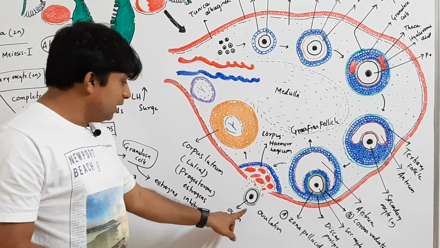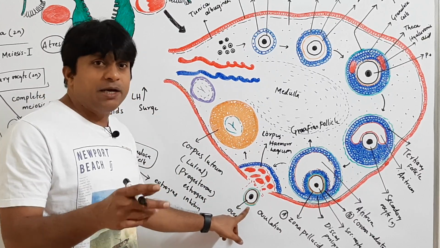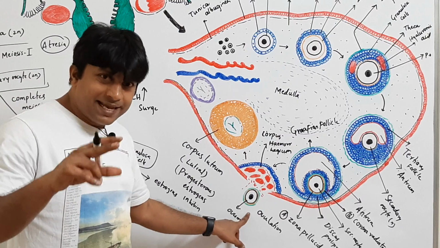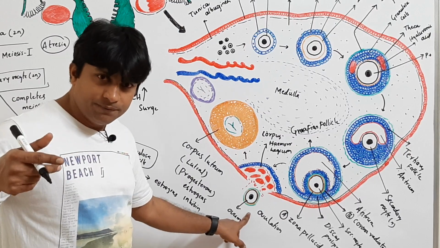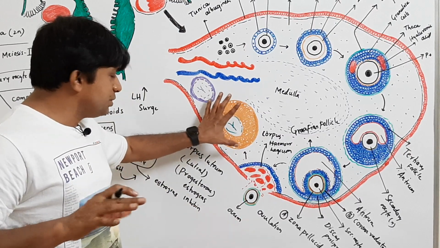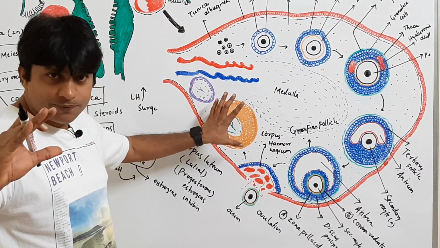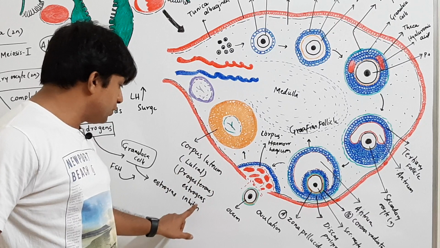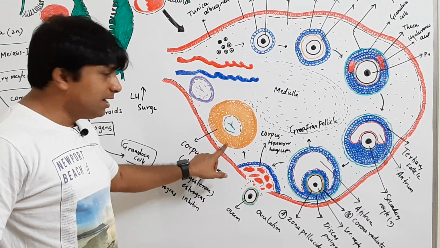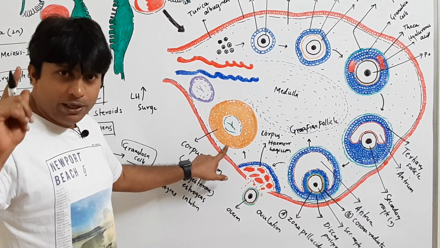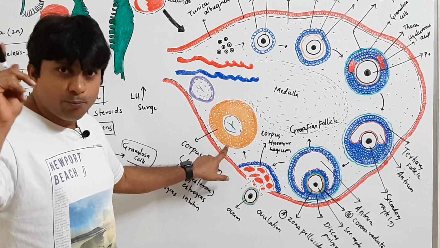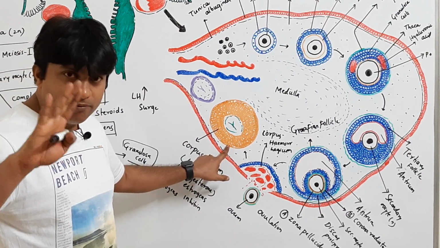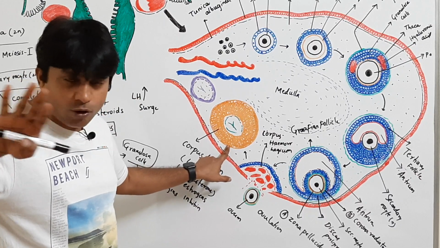Suppose the ovum, the secondary oocyte which is released from the follicle, gets fertilized by a sperm. Then the corpus luteum remains as such throughout the pregnancy and keeps secreting progesterone and estrogens under the influence of human chorionic gonadotropin produced from the placenta. This is one phase of the fate of the corpus luteum.